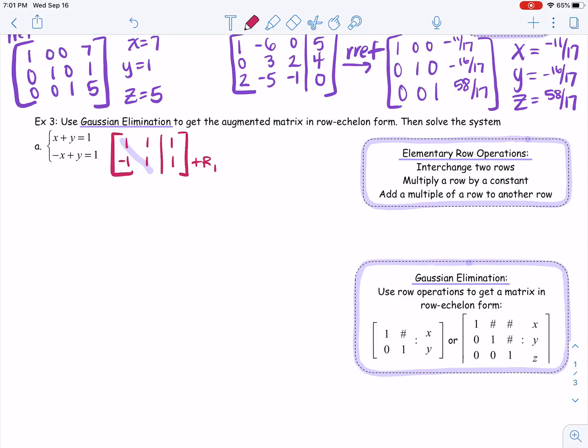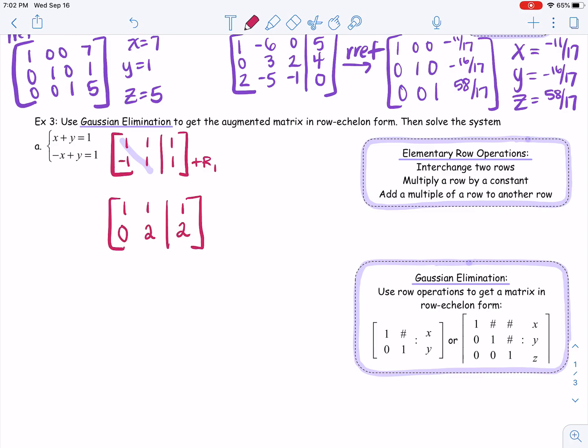If I do that, my first row will stay the same. When I add these 2 rows together, 1 and -1 is 0, 1 plus 1 is 2, and 1 plus 1 is 2. Well, you're thinking to yourself, Miss Treese, you got rid of your 1 on the diagonal. That's okay, because now I have my 0.